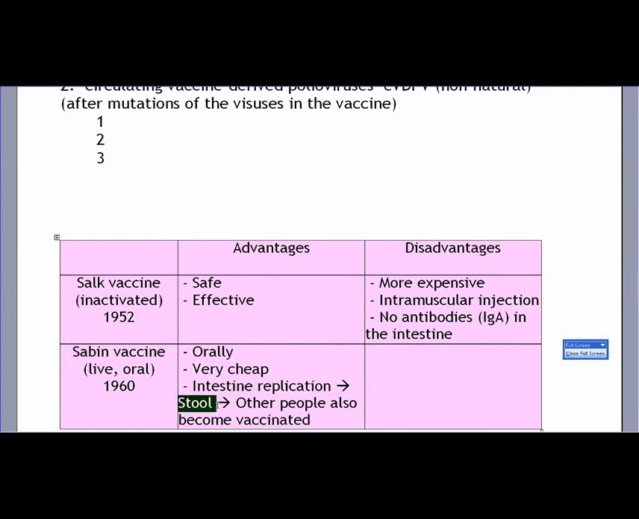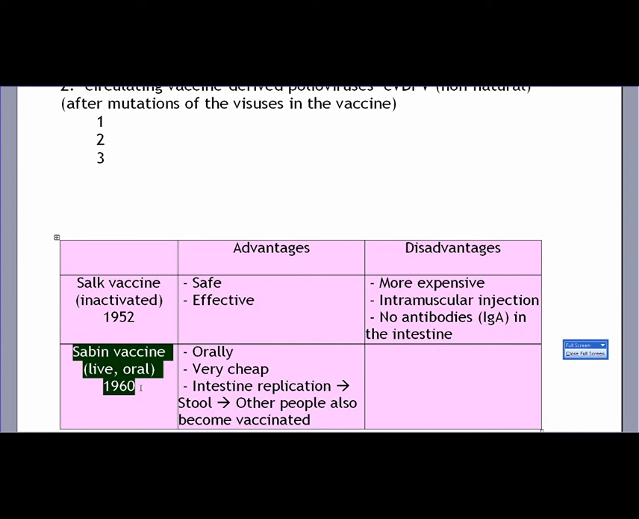The vaccine is released in stool. The vaccine is a virus and the virus is alive. If hygiene is very poor, other people may become contaminated with the vaccine. So they will become vaccinated. So when we use this vaccine in one child, we are vaccinating many children at the same time. Do you understand? Is it clear? This is very important.